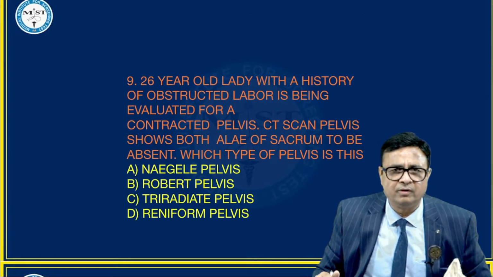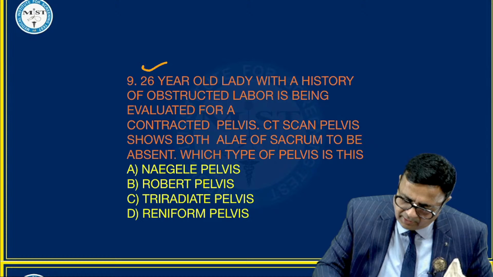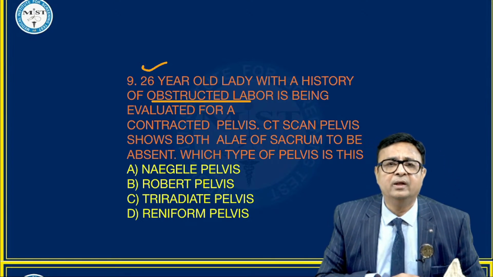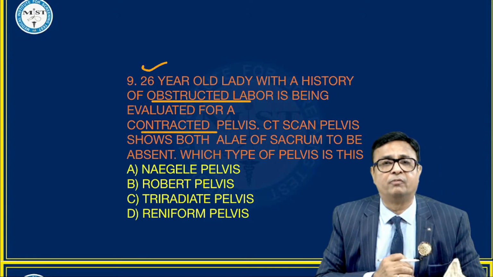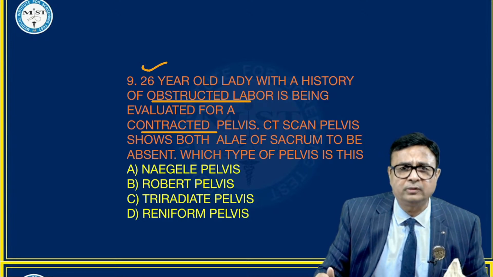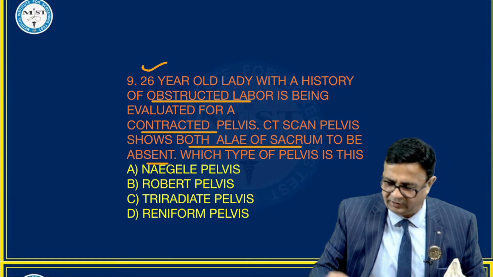A 26-year-old lady with a history of obstructed labor is being evaluated for a contracted pelvis. CT scan pelvis shows both ala of sacrum to be absent. Which type of pelvis is this?